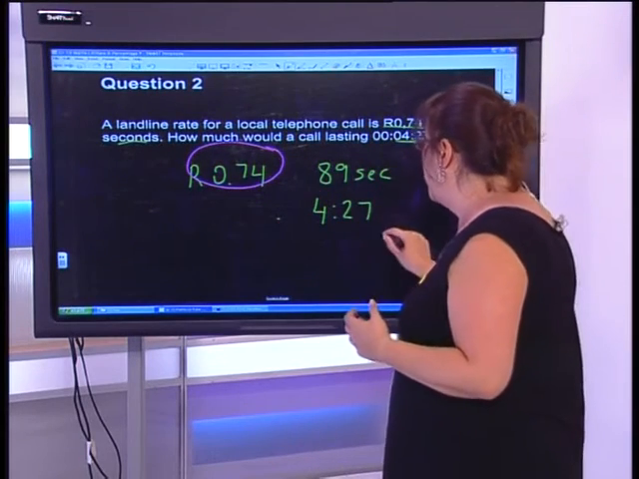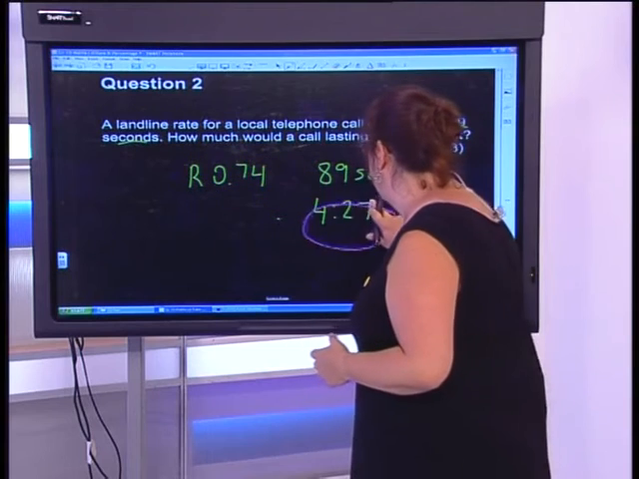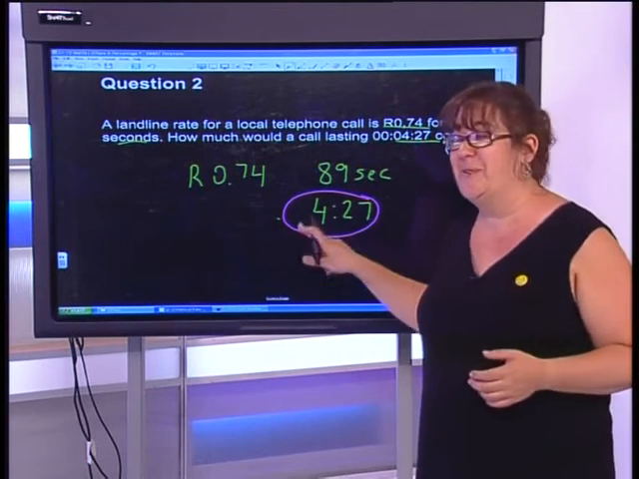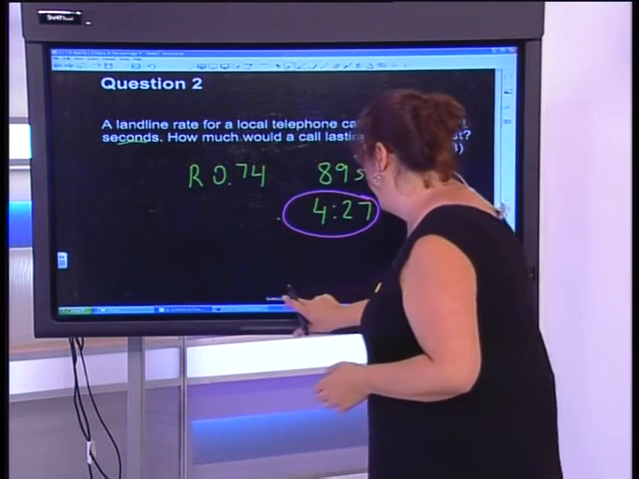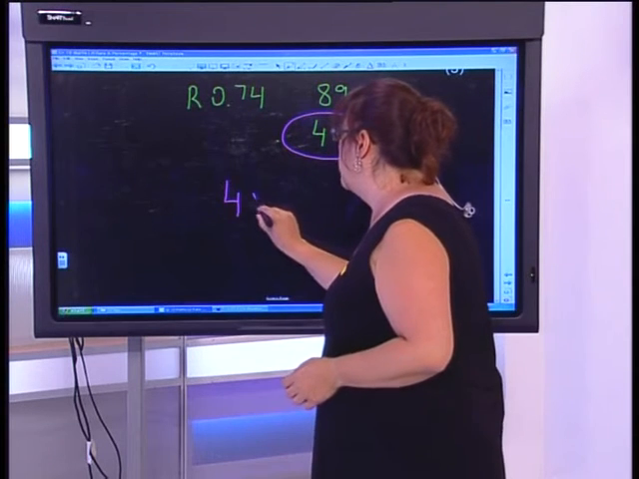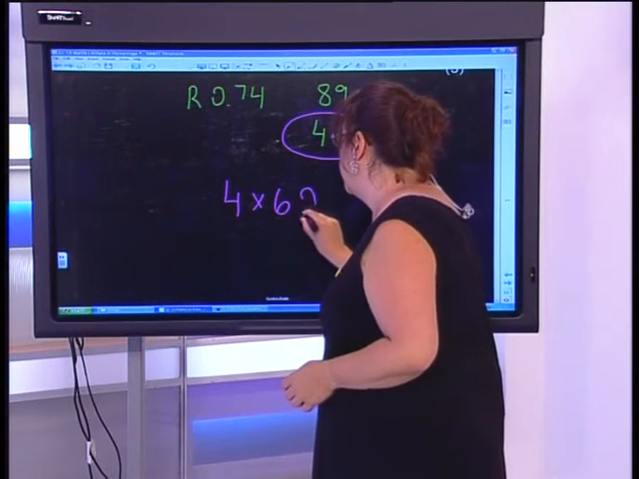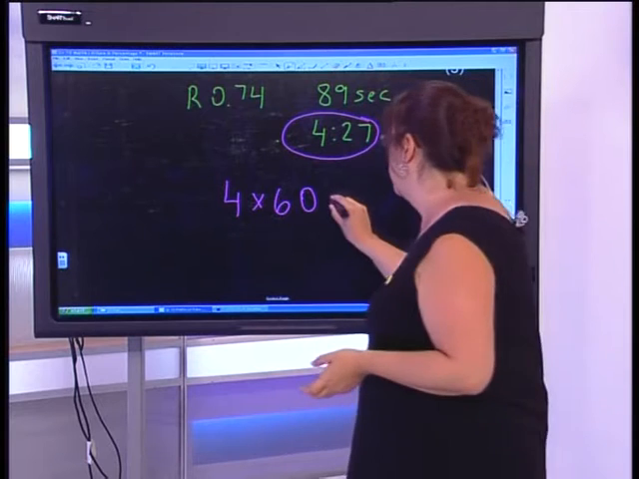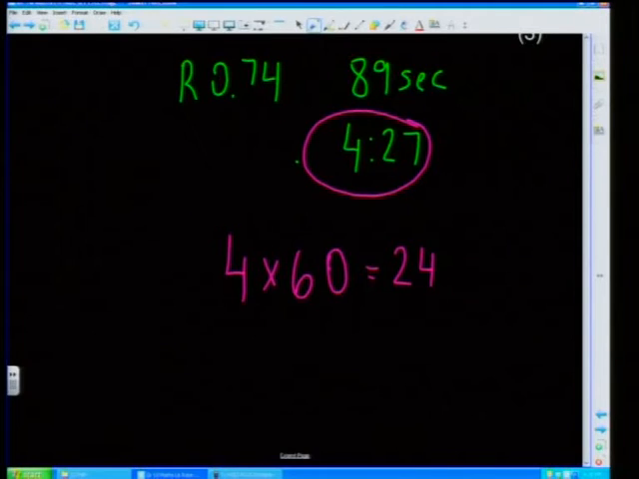So how do we change my 4 minutes 27 into seconds? Well, let's work on that. So let's extend the page a little bit. I've got 4 minutes, so I can times that by how many seconds are there in a minute? There are 60 seconds. So that is 240 seconds.